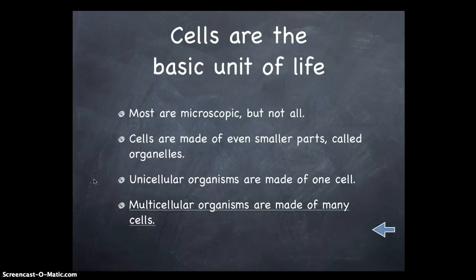Unicellular organisms are made of one cell. Uni means one or single, like a unicycle has one wheel, and a unibrow is one eyebrow. Multicellular organisms are made of many cells, sometimes two, sometimes trillions, never one. We're going to look at multicellular organisms today because we're looking at how cells are organized in complex organisms.